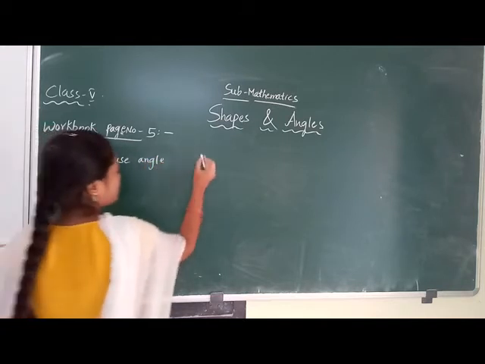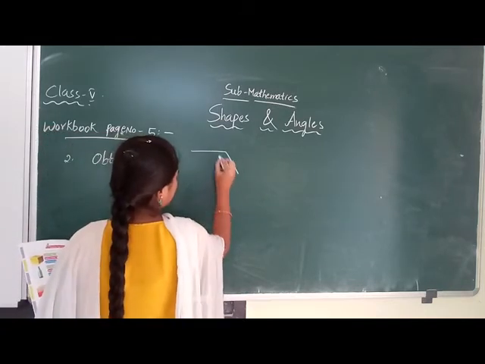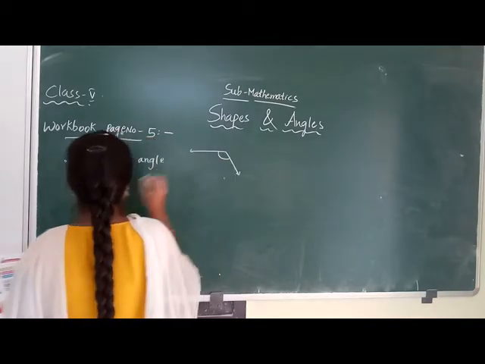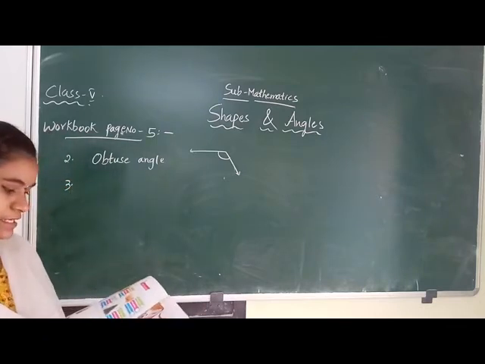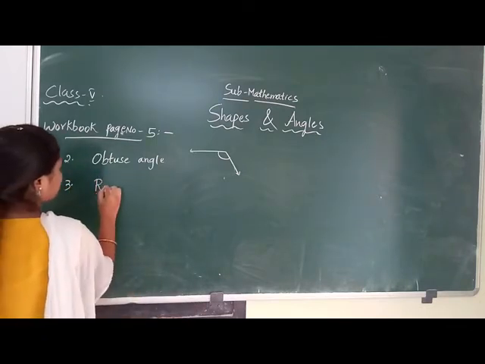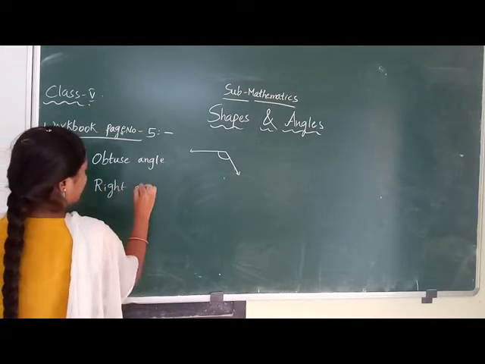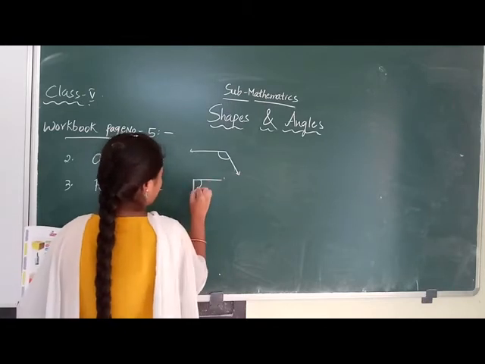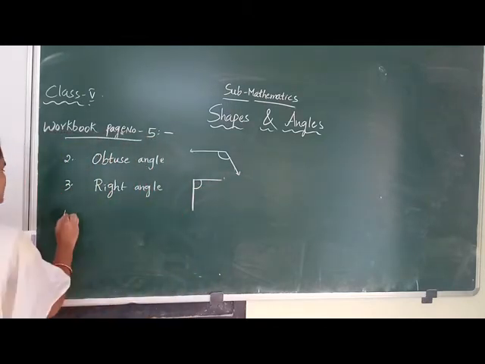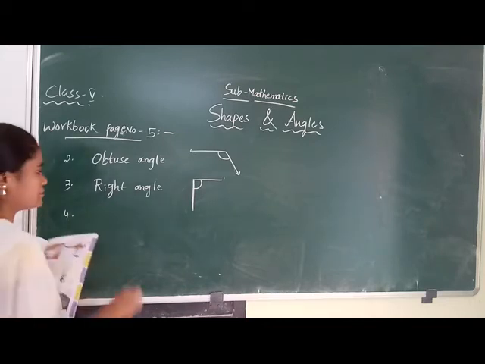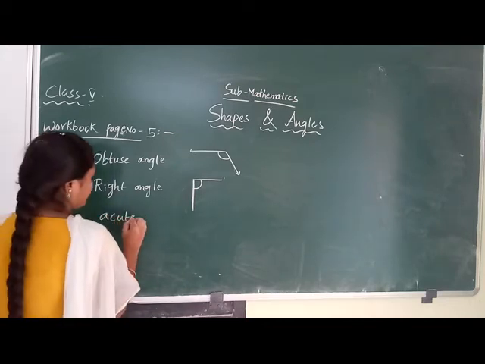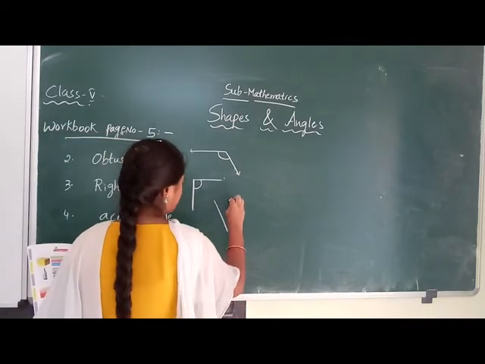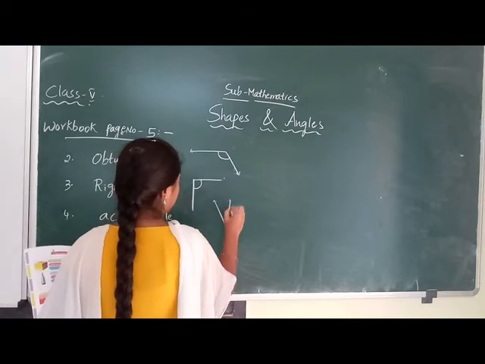See that one like this now. So this means right. This means obtuse. Obtuse angle. Next one, right angle. See, right angle. It looks like this. Right angle. Next, fourth one, acute. Acute angle. Like this is there. Acute angle.